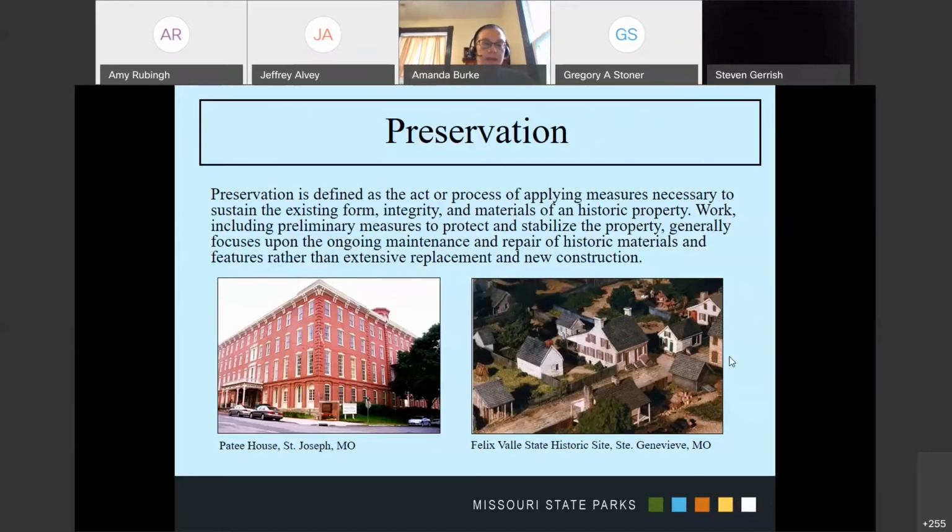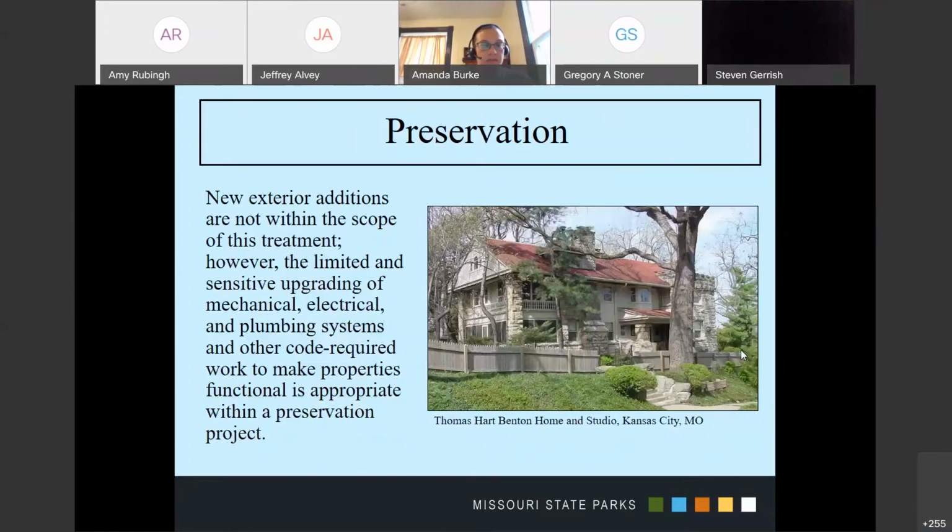I think there's one more preservation slide. So what is within the scope of the project is just kind of maintaining things the way they are. We're not going to be able to do any exterior additions, not really much upgrading. We can allow electrical and plumbing upgrades as needed in those situations to make it functional, but it is not upgrading it in any other sort of way.